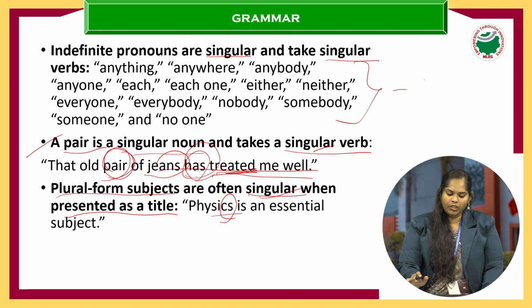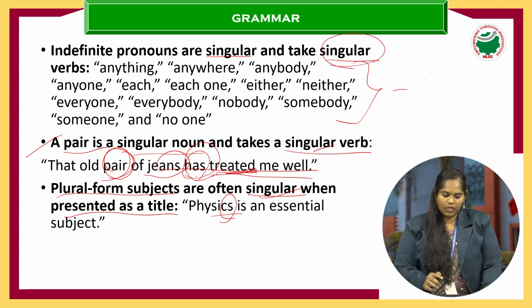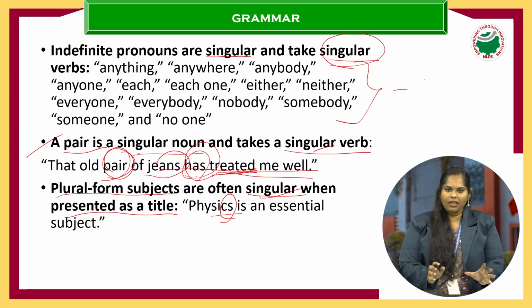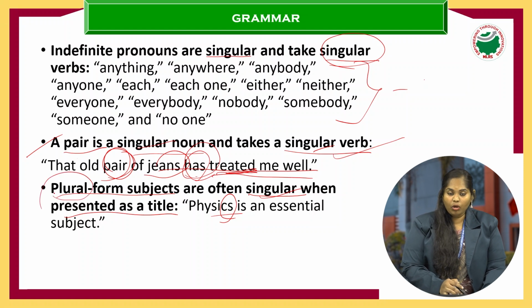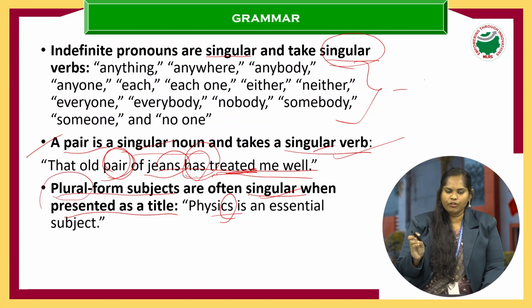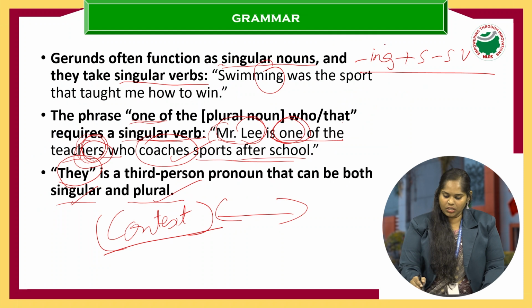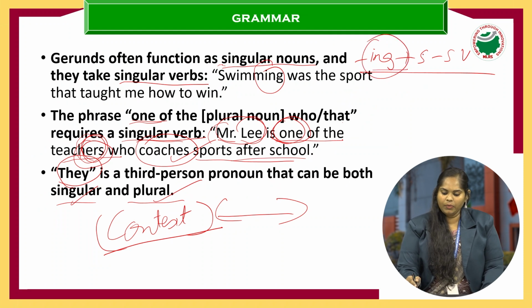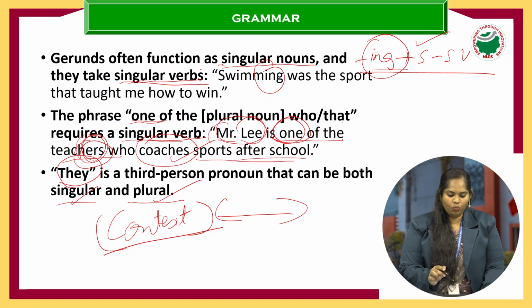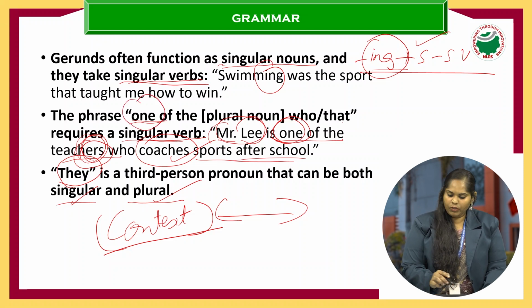Next, indefinite pronouns: whatever indefinite pronouns you have are considered singular, so you have to use singular verbs. And whenever you see pair, obviously pair means two, but you'll consider it singular, so use a singular verb. When a plural form is used as a title, like robotics, physics, it will be considered singular, so you'll use a singular verb form. Next are gerunds, the ing form. Any ing form will be considered singular, so you have to use singular verbs. And in a phrase, even if there is a plural word, you will still consider it a singular verb.